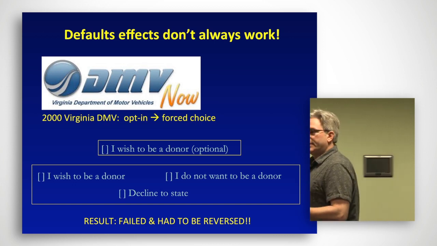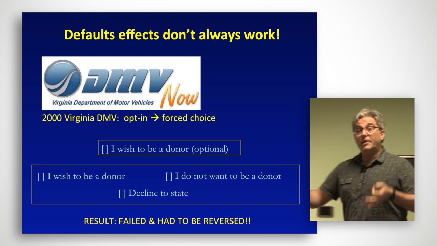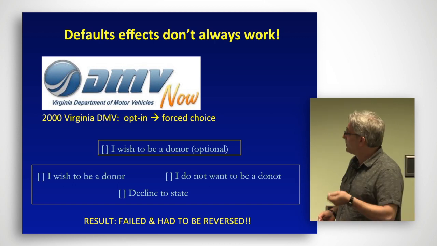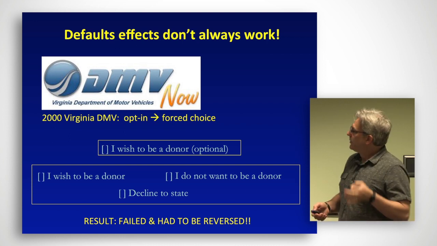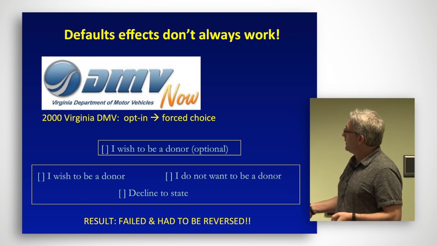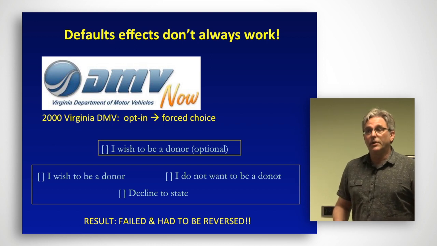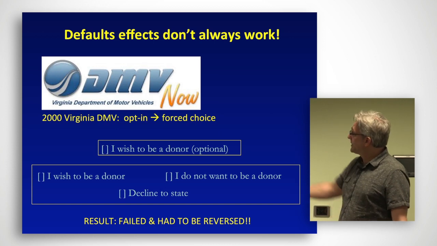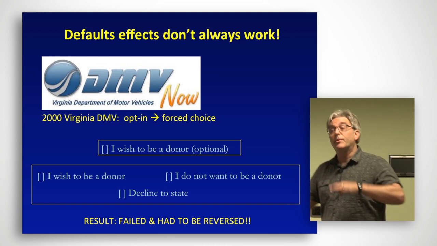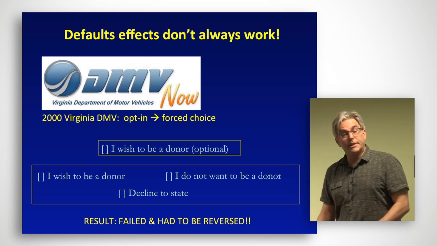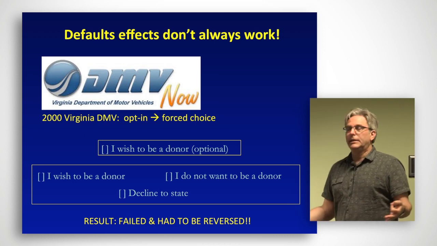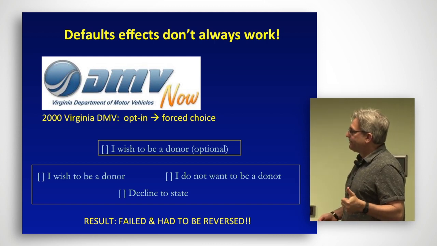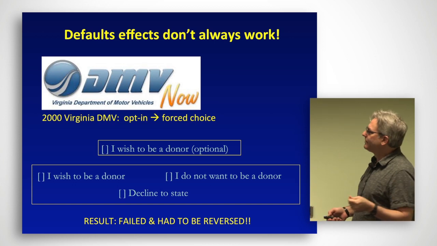Now, they didn't quite have the guts to go from opt-in to opt-out. What they did was they went from opt-in to a forced choice. So they went from you indicating when you get your driver's license, I want to be a donor, which is optional, to forcing people to choose whether they want to be a donor, not want to be a donor, or decline to state. Well, guess what happened? A lot of people declined to state or said they didn't want to be a donor. In any case, the organ donation rates went down relative to what they'd seen before, which you wouldn't have predicted if you'd been studying this literature, and so it had to be reversed. It was a failure. Why is that? So that's our third puzzle.